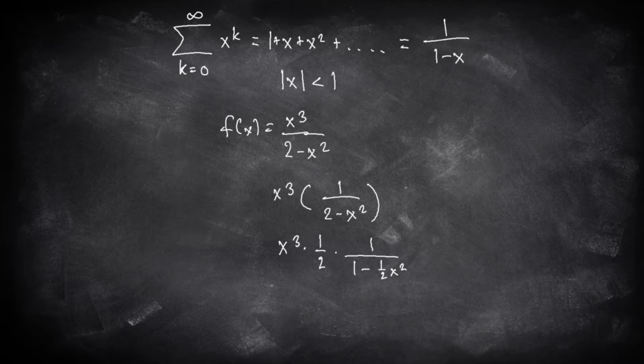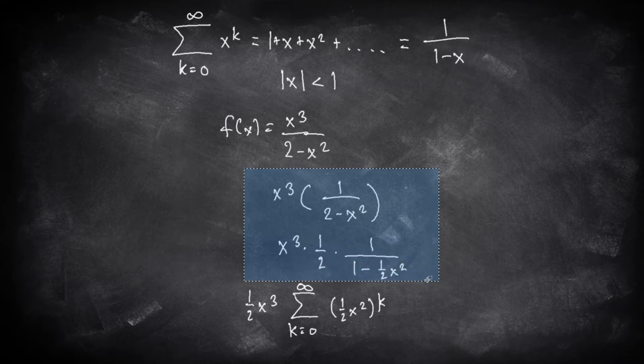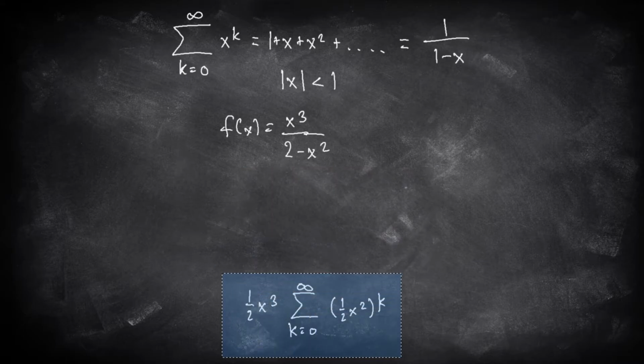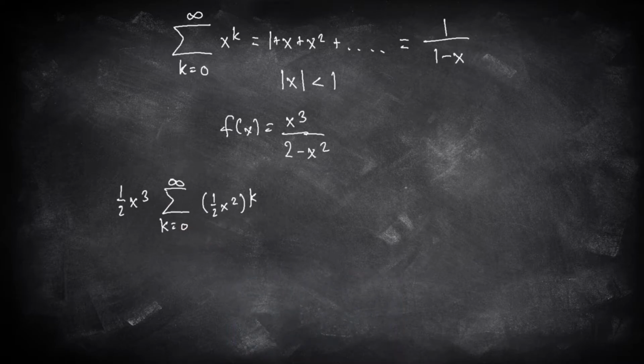So we have x cubed over 2, so 1/2 x cubed, summation, and k equals 0 to infinity. And then we have 1/2 x squared to the power of k. And you could leave it like that if you want, but if you want to fully simplify this, let's delete this because I need room to do the math. Okay, so expanding this out inside first, we have 1/2 x cubed, k equals 0 to infinity. So that would be 1/2 to the power of k times x to the power of 2k, because 2 times k is 2k.